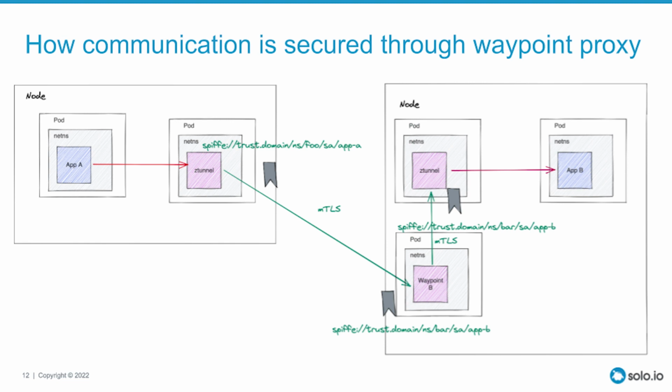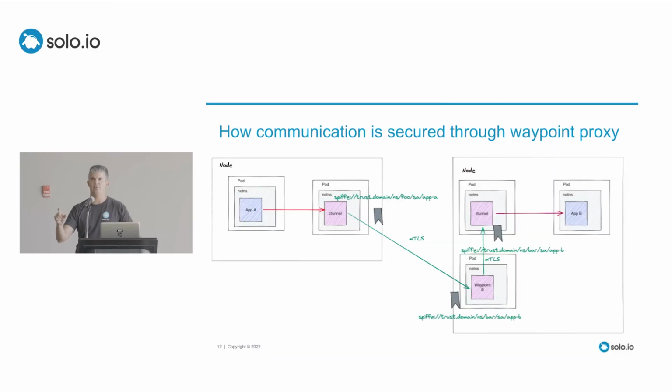Now, if you put the waypoint proxy in this request path, the mutual TLS that we saw between A and B through the Z tunnels now terminates at the waypoint proxy. So the Z tunnel will open up the connection to a waypoint proxy if it's been configured to do that and if there are layer 7 policies that need to be enforced. And you'll see that the mutual TLS between A and B will happen at the waypoint proxy.